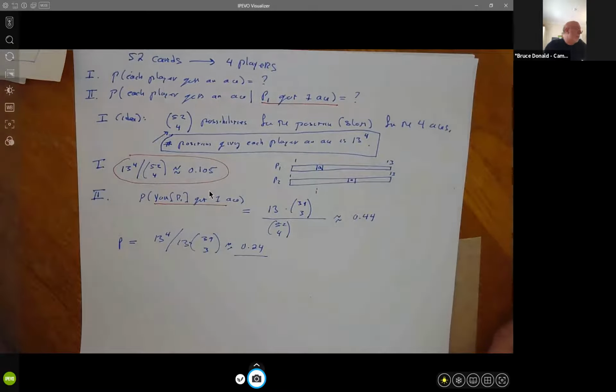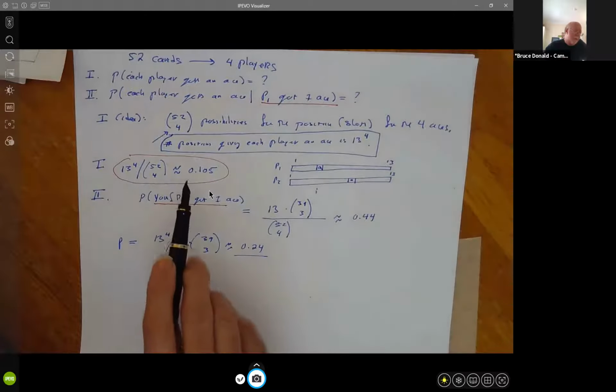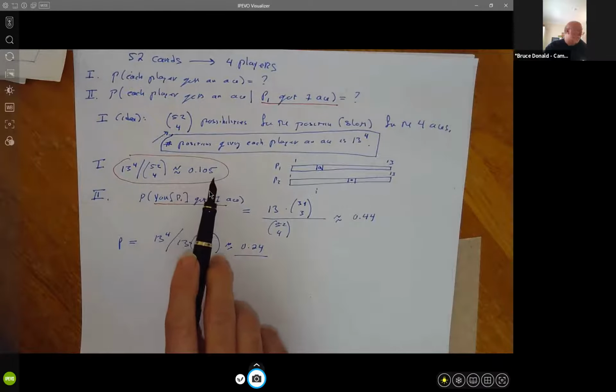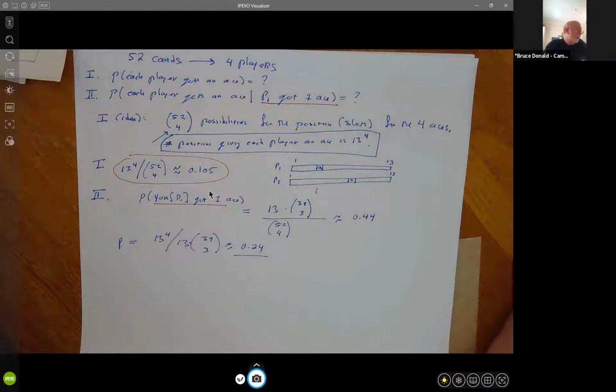When we don't know anything about who gets an ace, the probability that each player gets an ace is about 10.5%. But if you, player one, know that you have an ace, then the probability that each player gets exactly one ace goes up to 0.24, and we can calculate that probability. Again, given that we've shuffled the deck accurately. Okay.